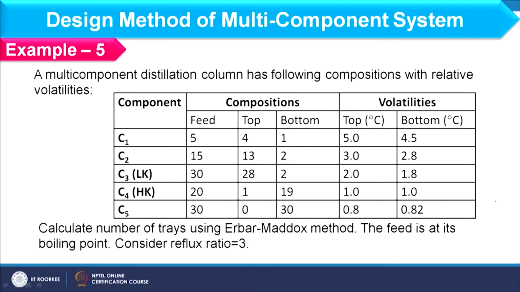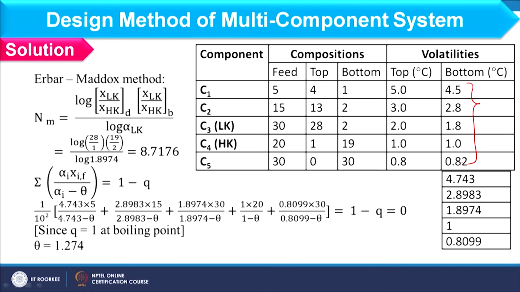In this case we have the same example which we discussed as example 3 for Hengstebeck's method. All these points you know already, and here we have to compute the number of trays using the Erbar-Maddox method. The feed is at boiling point, where Q should be 1. We have to consider the reflux ratio as 3. So, let us start that. Here we have the relative volatility with respect to the heavy key at top as well as bottom, and the average of that we have already calculated in previous examples that you can refer to.